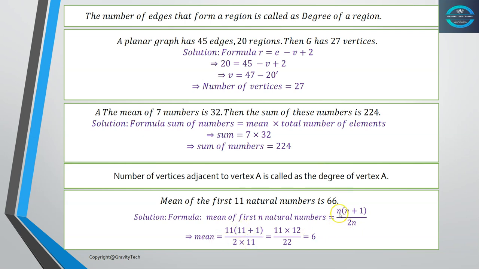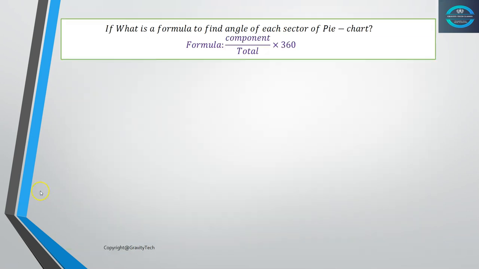You can also put the value of n is 11. 11 plus 1 upon 2 into 11. 11, 11 gets cancelled. 11 plus 1, 12. 12 upon 2, that is 6. Okay. So basically a mean of first 11 natural numbers is going to be 6. Now forget about this if. Okay. The question is, what is the formula to find out angle of each sector of a pie chart?